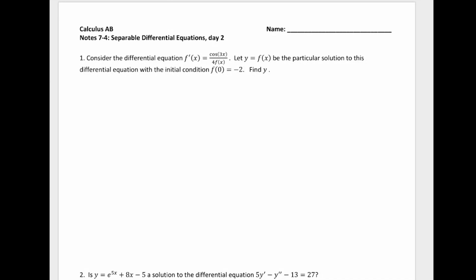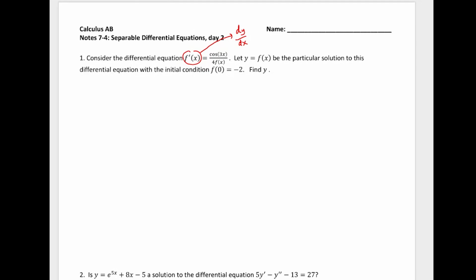The first one says, consider the differential equation f prime is cosine of 3x over 4 f of x. Let y be the particular solution to this differential equation with the initial condition that f of 0 is negative 2. One note right off the bat is that when you see this f prime, we've talked about this before, it is just a different notation. That means dy over dx. All the problems that we saw last time had the dy dx, or I think most of them did anyway. I don't think we saw one that intermixed the two notations, the Lagrange notation with the Leibniz notation, but you should know at this point that those are the same thing.